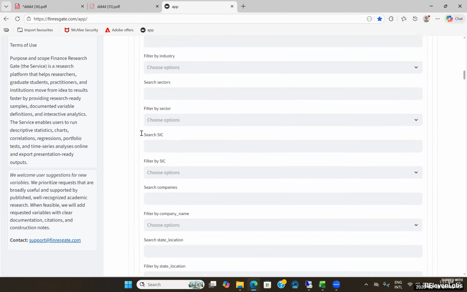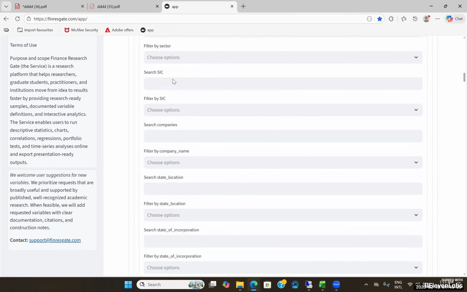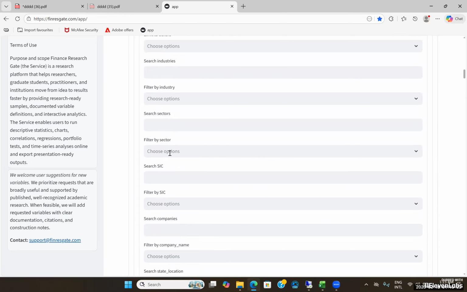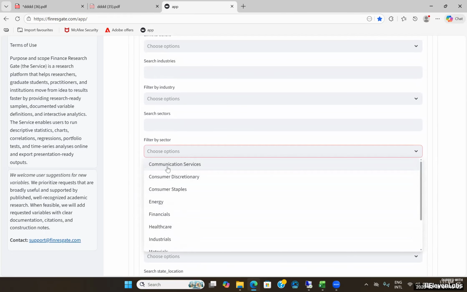All right, let's try to get this particular task completed rather quickly here. Then we'll need to filter all of this data by its specific sector. And then you apply.